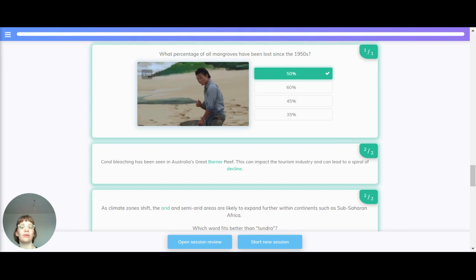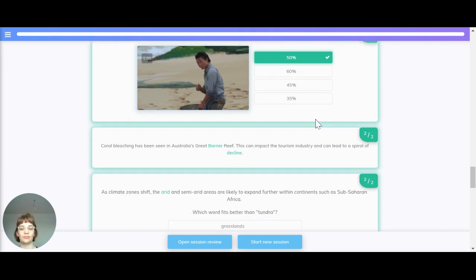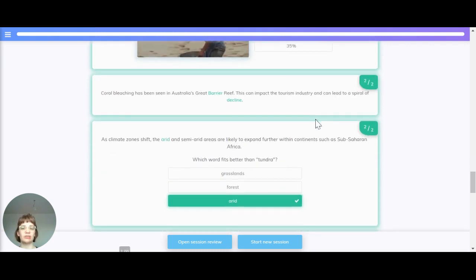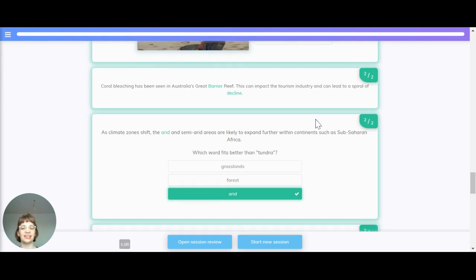What percentage of all mangroves have been lost since the 1950s? The correct answer is 50%. Where in Australia has coral bleaching been seen? It's been seen in the Great Barrier Reef, which can impact the tourism industry and lead to a spiral of decline. As climate change shifts, which regions are likely to expand further within continents such as Sub-Saharan Africa? The answer is arid and semi-arid regions.